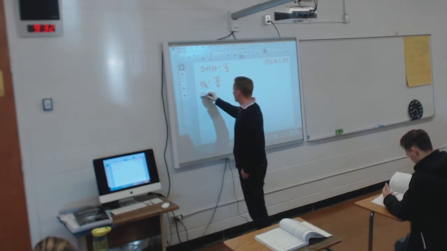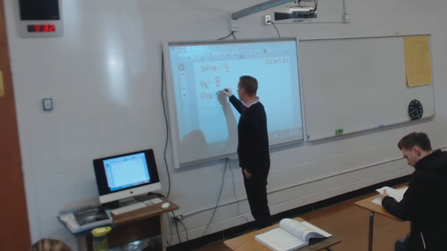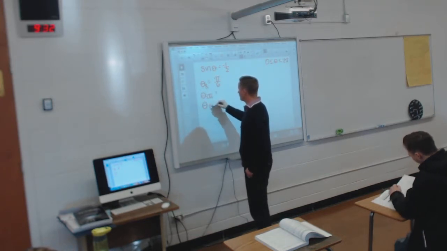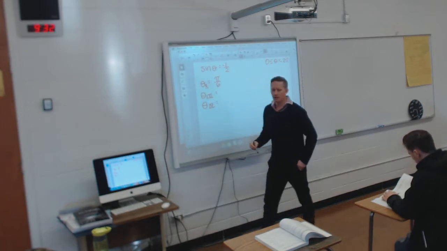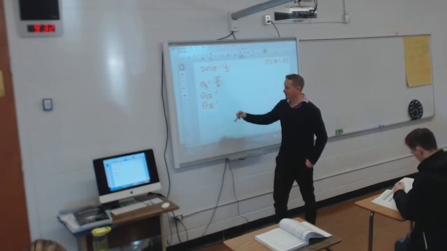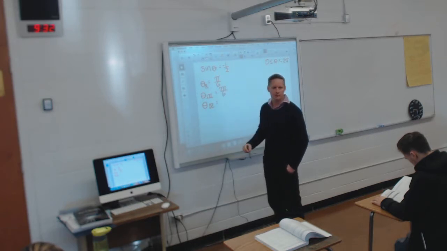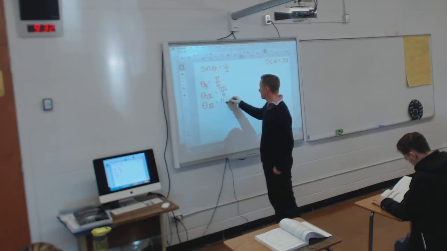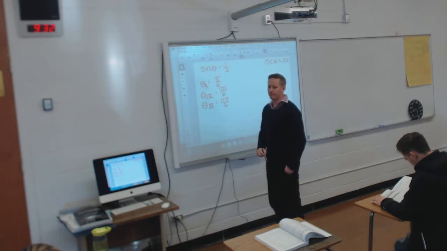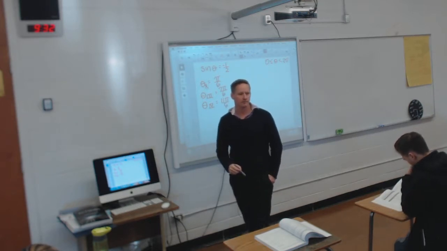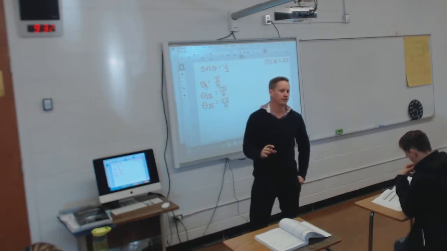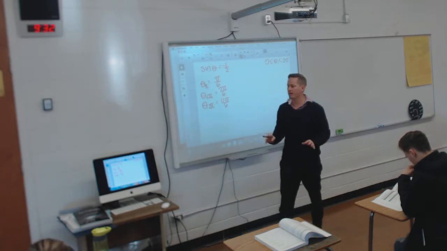Okay. So now, in quadrant 3, 7 pi over 6. Quadrant 4, 11 pi over 6. We all agree? So far, so good? So that's just very basic.